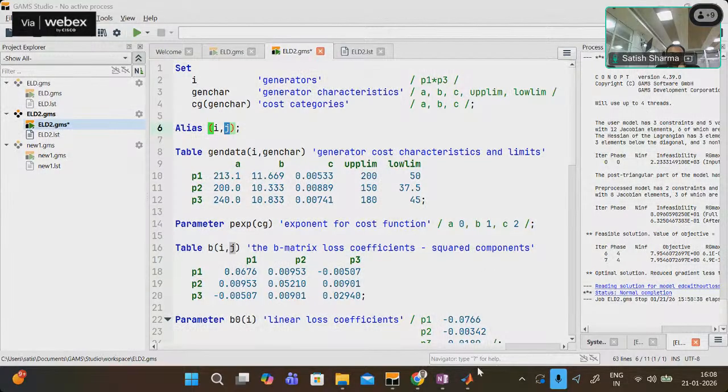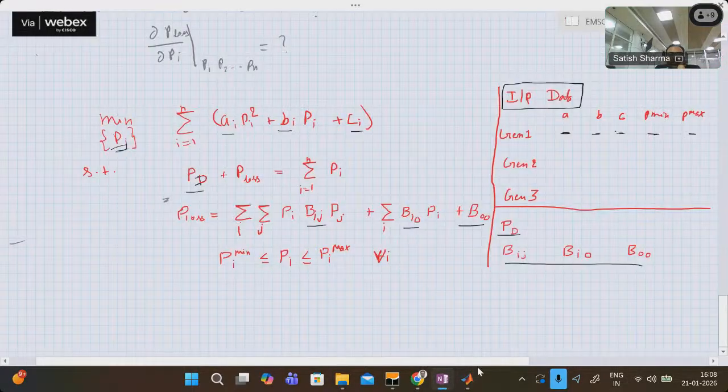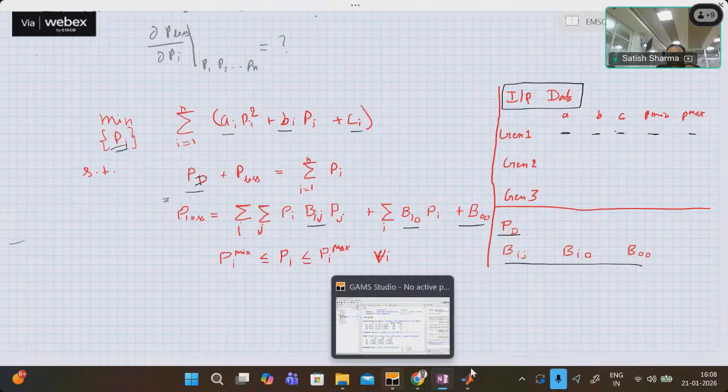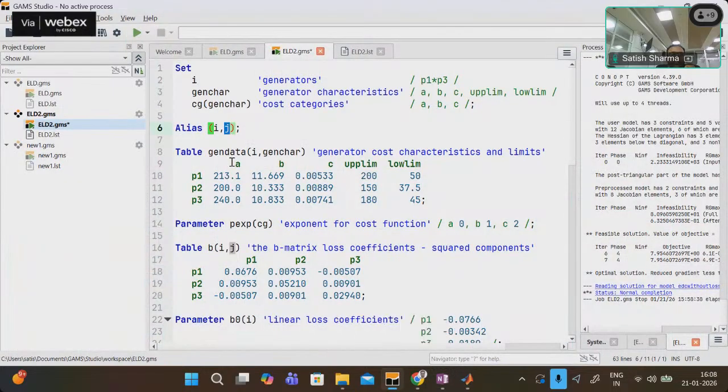First of all, what are the different input data? So this is our input data. For each generator, A, B, C, and P min, P max should be given. So this has been mentioned here. P1, P2, P3 are the different members of the set. So these are P1, P2, P3. What is the A value, B value, and C value? Then upper limit and lower limit.